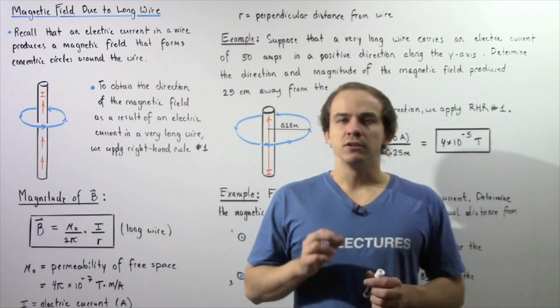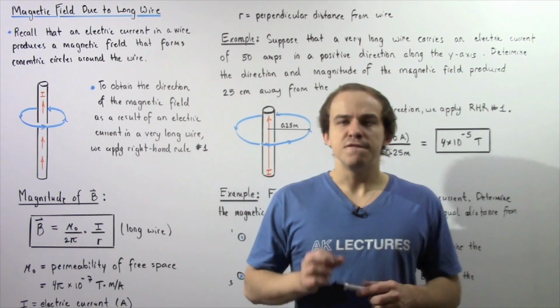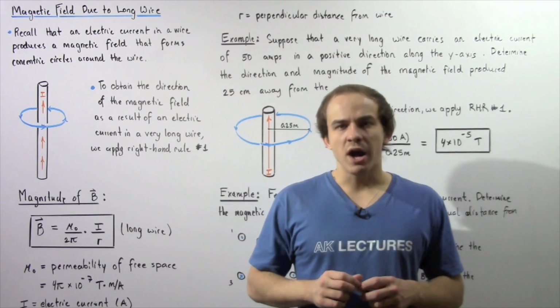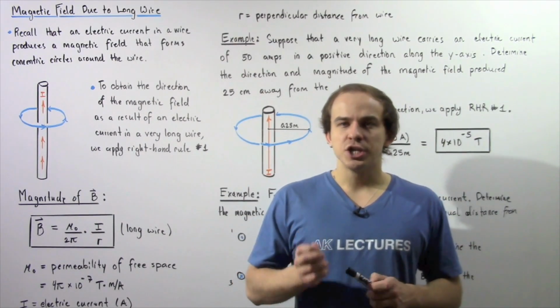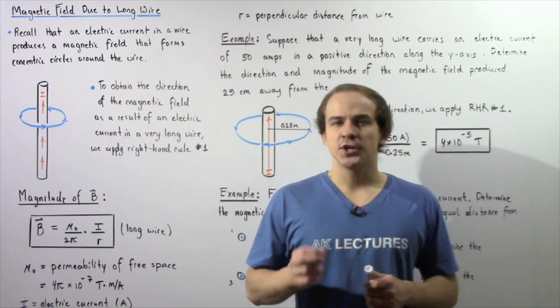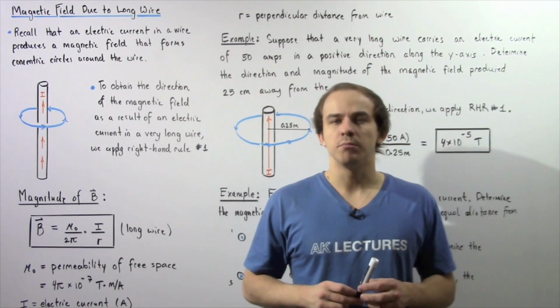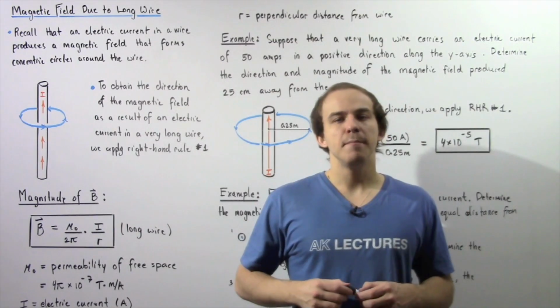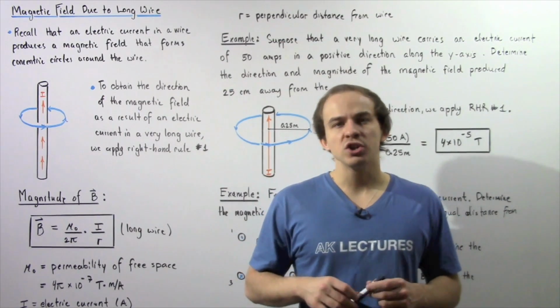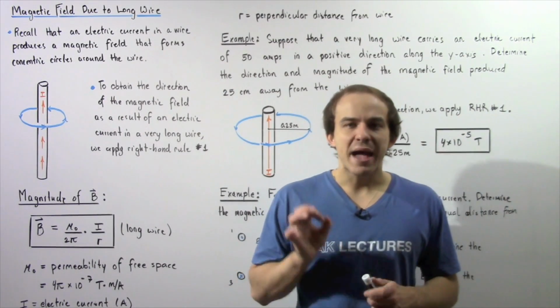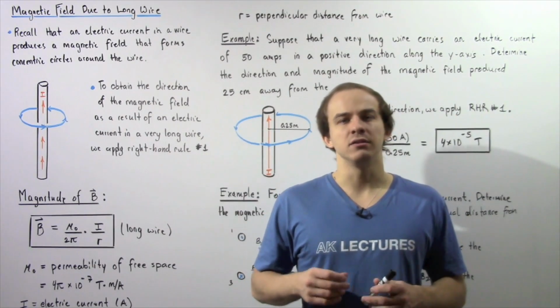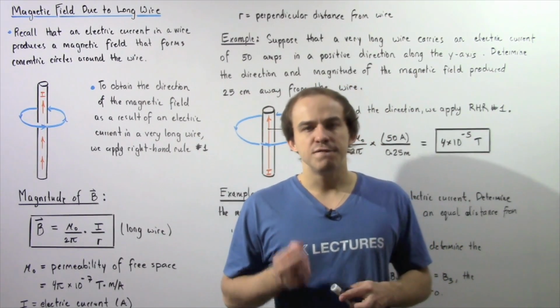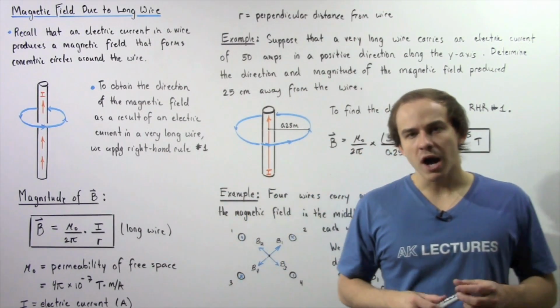Recall that whenever an electric current is moving through a very long straight conducting wire, it produces a magnetic field. Now the direction of our magnetic field can be determined using right-hand rule number 1. Now what about the magnitude? In this lecture we're going to see what the magnitude of such a magnetic field is that is produced by an electric current moving through a very long straight conducting wire.